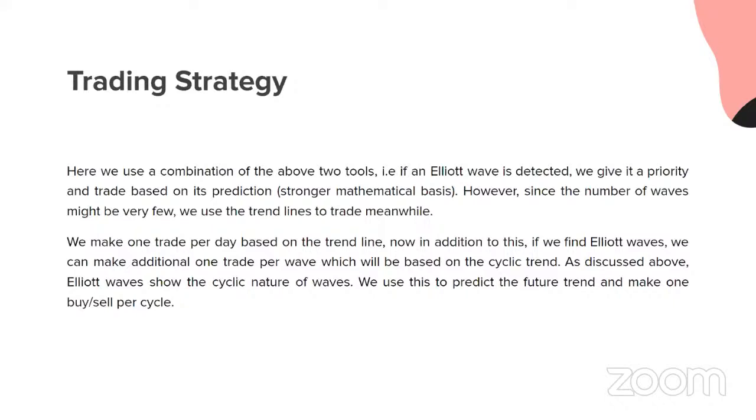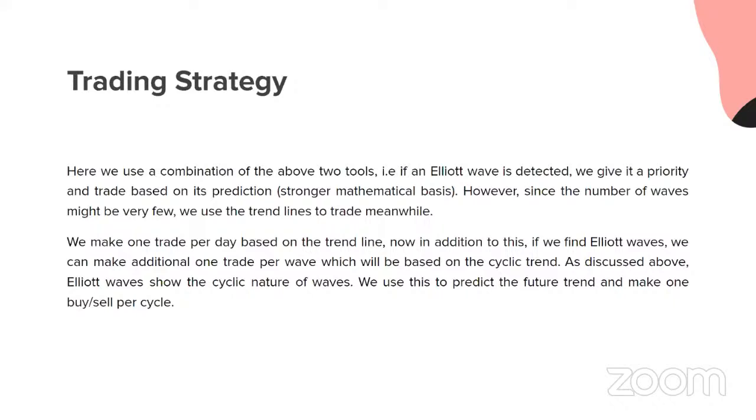However, detecting the number of Elliott waves in a given time period is quite difficult, and the number of Elliott waves will be very less. So meanwhile, when we don't have an Elliott wave, we try to make one trade per day based on the uptrend and downtrend. Otherwise, once an Elliott wave has been detected, we make use of the Elliott wave theory.